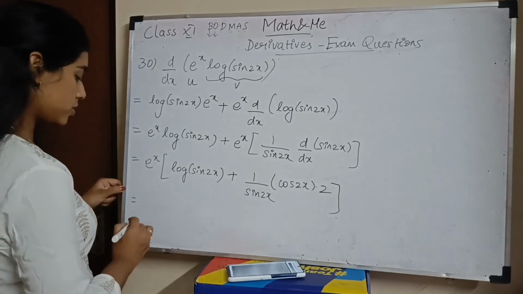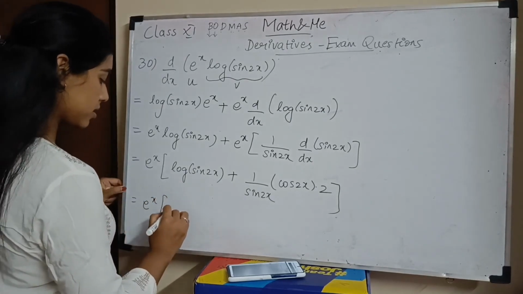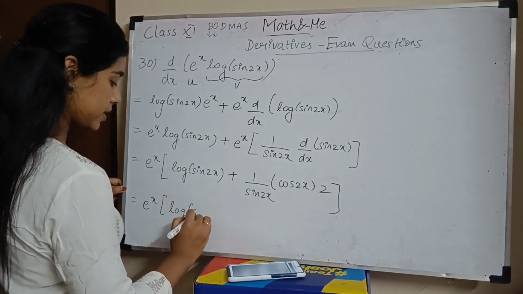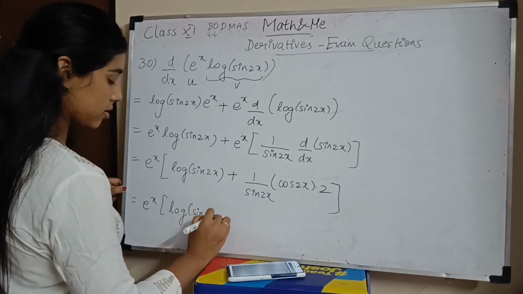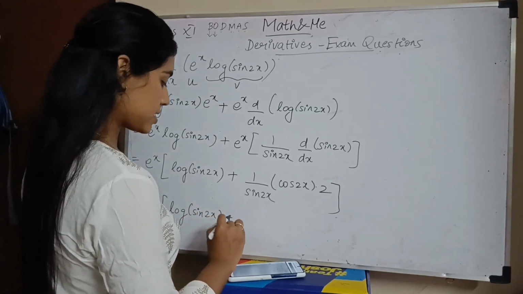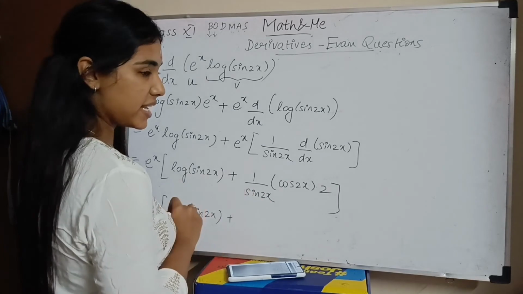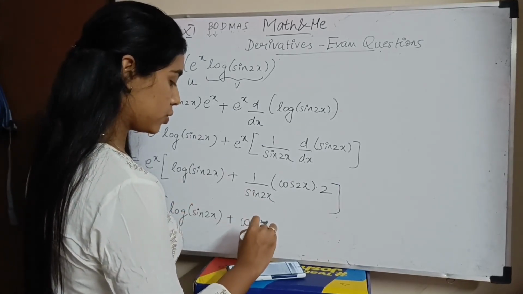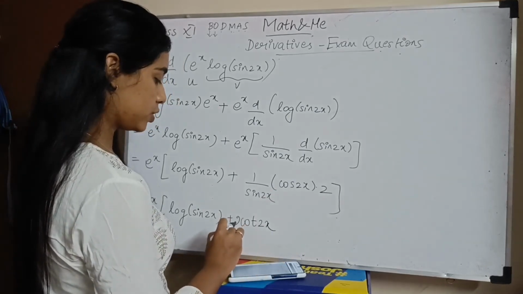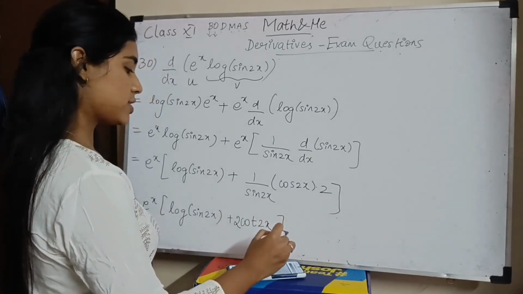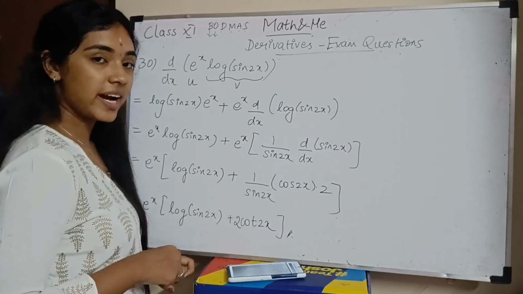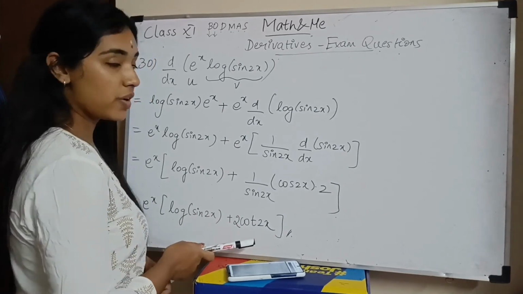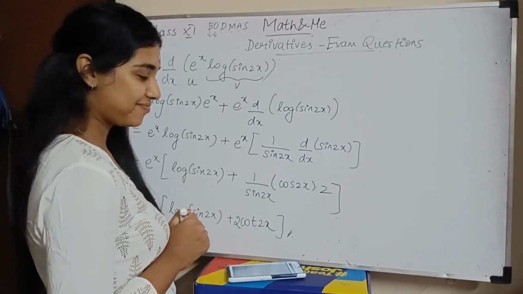So what do I have in total? e to the x log sine 2x plus cos x by sin x is cot x. So it's cot 2x with a 2. 2 cot 2x. That's your final answer. Try to simplify as much as possible when you write the final answer. Okay?